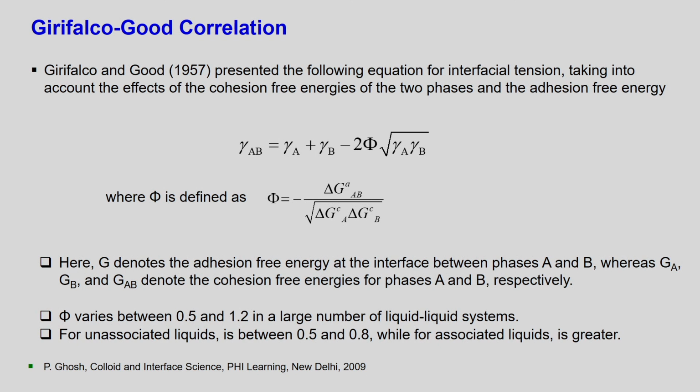Then there are some correlations, such as the Girifalco and Good correlation. They have presented the following equation for interfacial tension, taking into account the effects of the cohesion free energy of the two phases and the adhesion free energy. Cohesion is repelling, adhesion is together. The expression is gamma AB equals gamma A plus gamma B minus 2 times phi times the square root of gamma A gamma B, and this phi is related to the free energies.